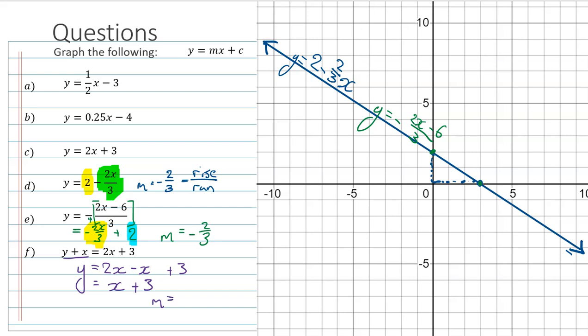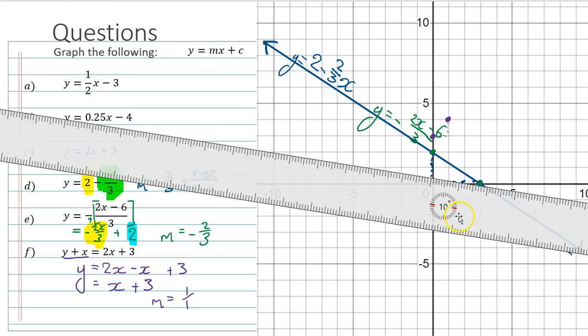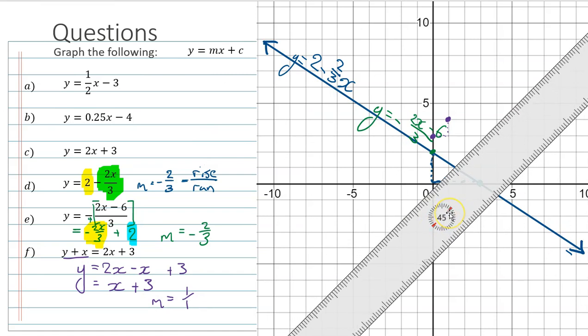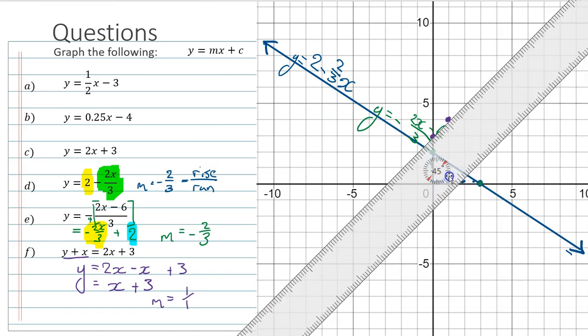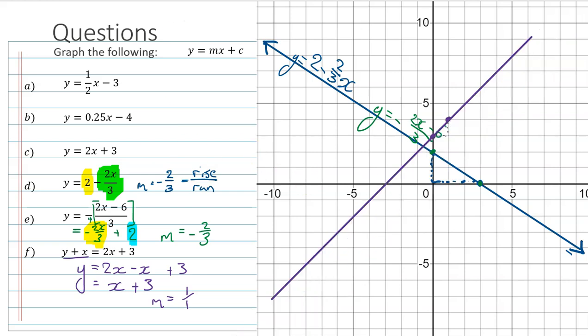Looking at that, the gradient is going to be 1 over 1, and the y-intercept will be a positive 3. So marking positive 3 here, well, it's getting a little bit messy. And then we'll go 1 across and 1 up. There we go. And we'll draw a line through those 2 points. And then I'll annotate that line and write y equals x plus 3.